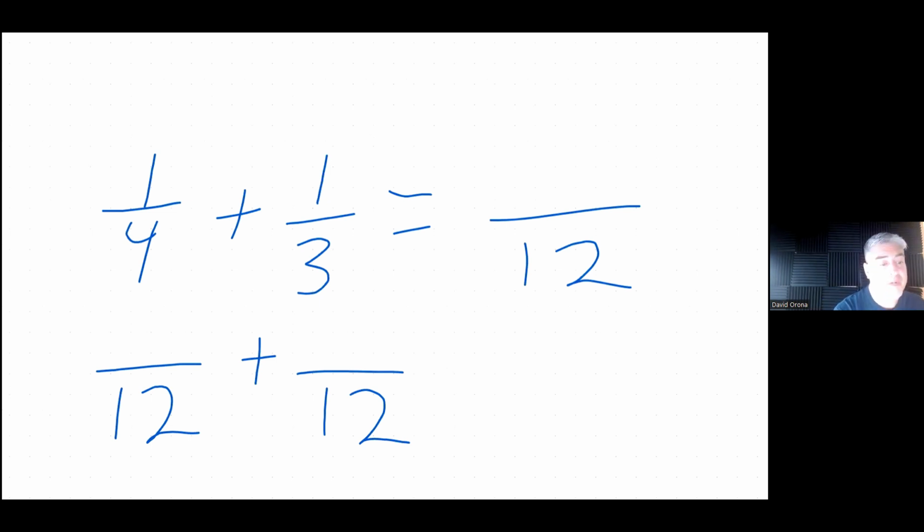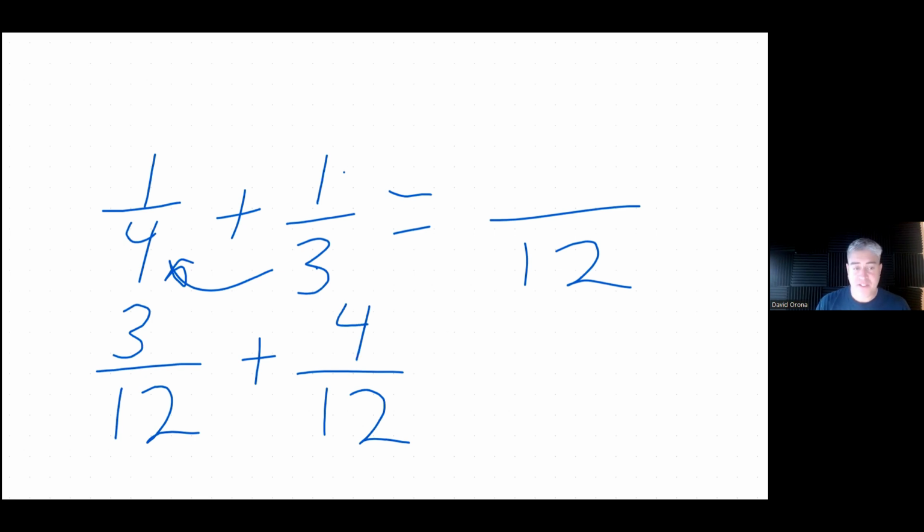1 times 3 is 3. 1/4 is the same thing as 3/12. Now we're going to go over to the other side of the equation here. Now, what did we multiply the 3 by to get 12? Well, we multiplied it by 4. So now we need to multiply the 1 times 4. 4/12. 4/12 is the same as 1/3. Cross multiplying does the same thing. This is just another way of showing you how to do it.